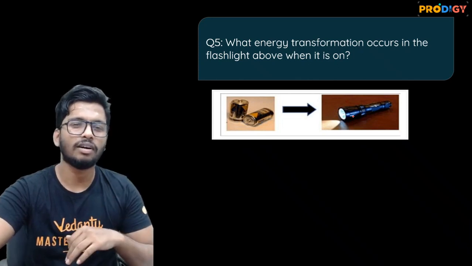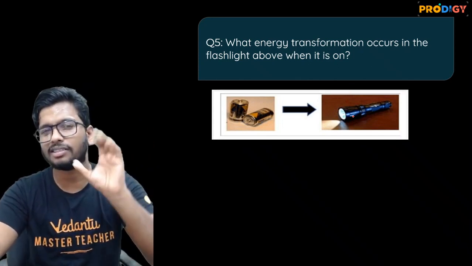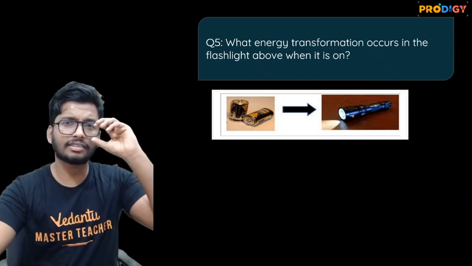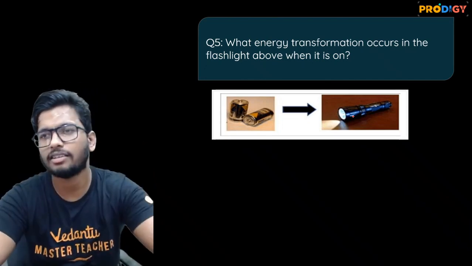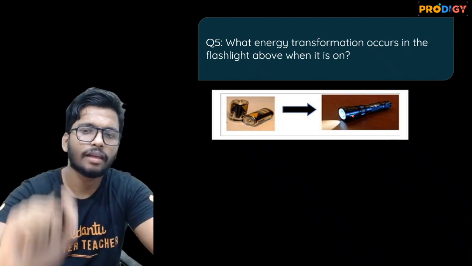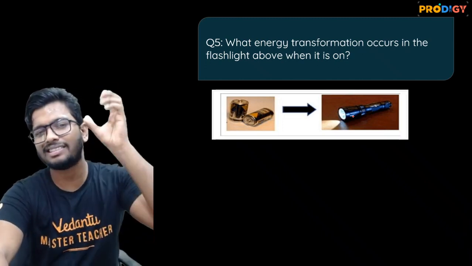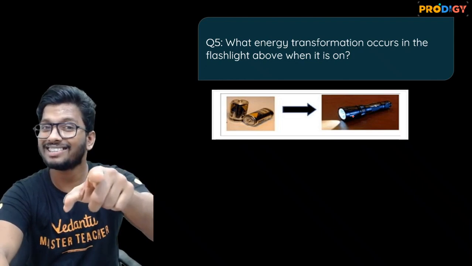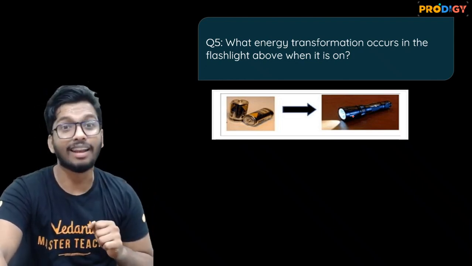Let me give you a clue. Battery has some sort of chemicals inside of it. And because those chemicals are there, when the chemicals react, a potential difference is created and the current starts to flow. And the bulb itself produces what type of energy? Heat energy, no? Light energy.